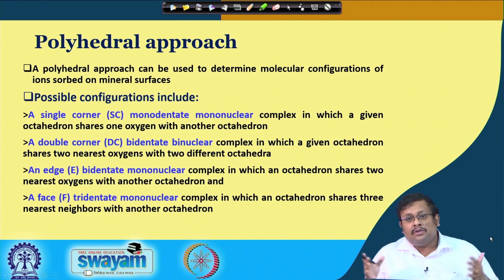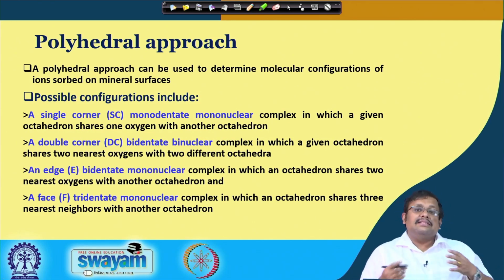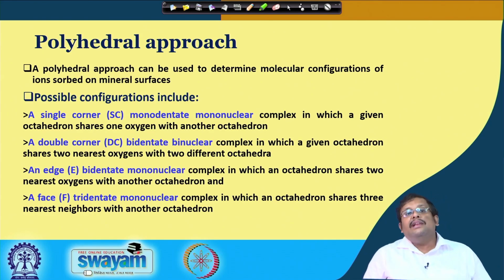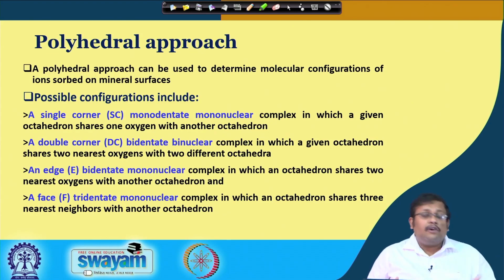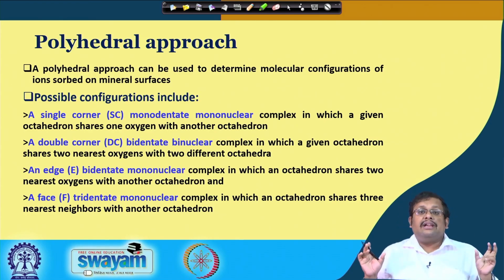Now, apart from these monodentate and bidentate complexation, we can also define these surface complexes by assuming a polyhedral approach. A polyhedral approach can be used to determine the molecular configuration of ions sorbed on mineral surfaces. Possible configurations include these 4 types. You can see one is a single corner monodentate mononuclear complex, in which a given octahedron shares only one oxygen with another octahedron. So, 2 octahedra are basically complexed by sharing one oxygen.